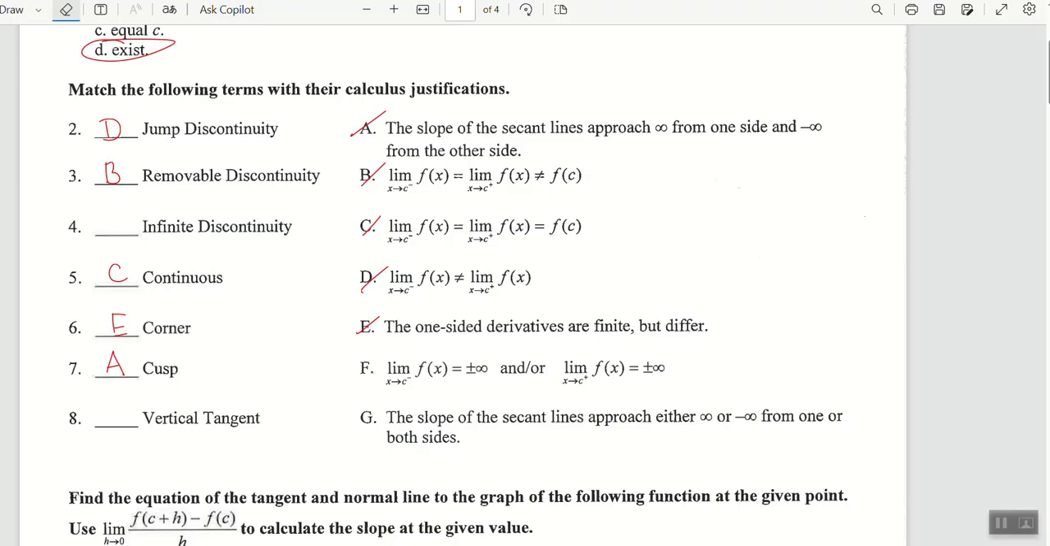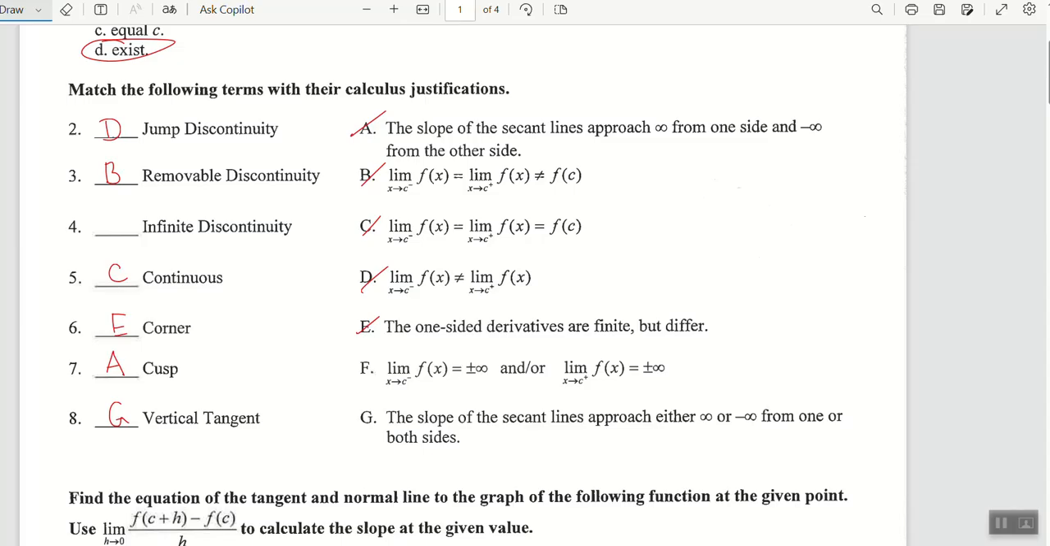If the slopes get infinitely big, which is me looking at which one? G. The slopes get really big. Eventually, do they get so big and so steep that we can't even talk about the slope anymore? Because eventually it gets so steep that it's just straight up and down, right? And that's not defined. That's a vertical tangent line. I think 8 has to be G.